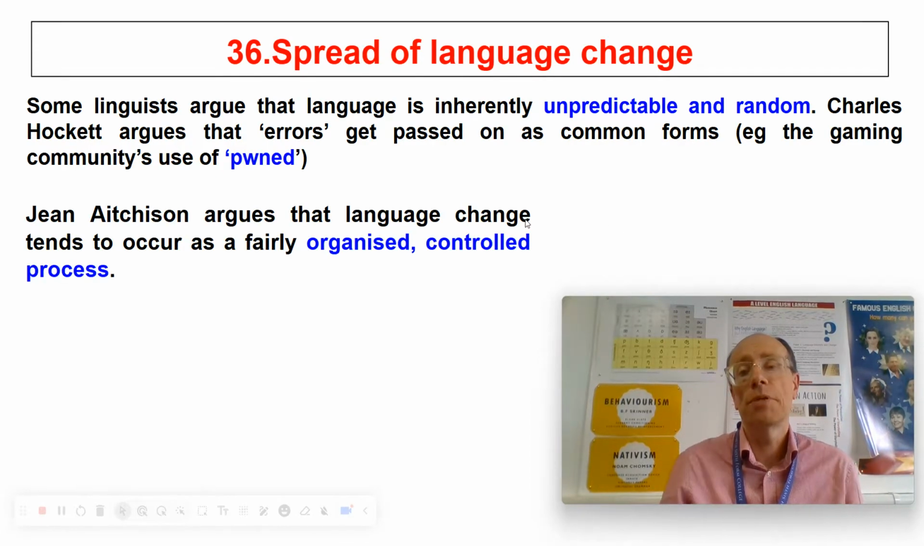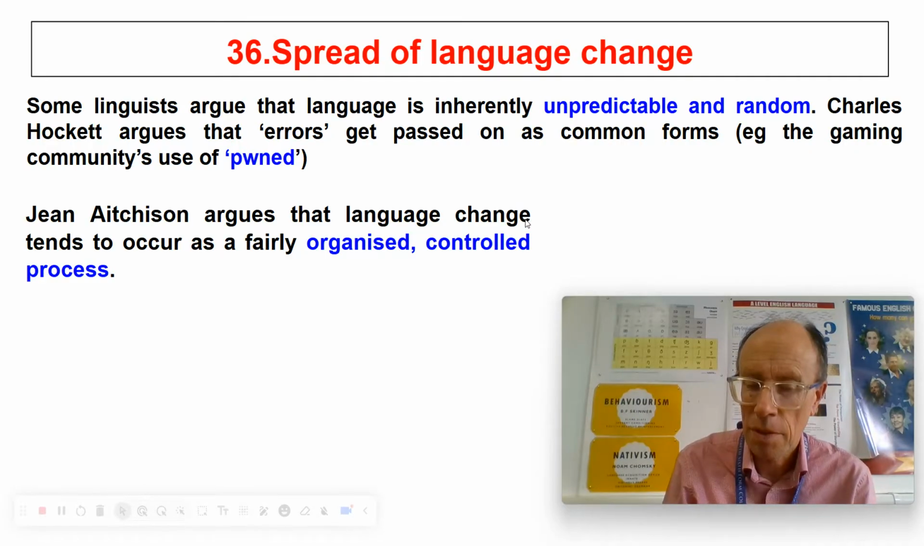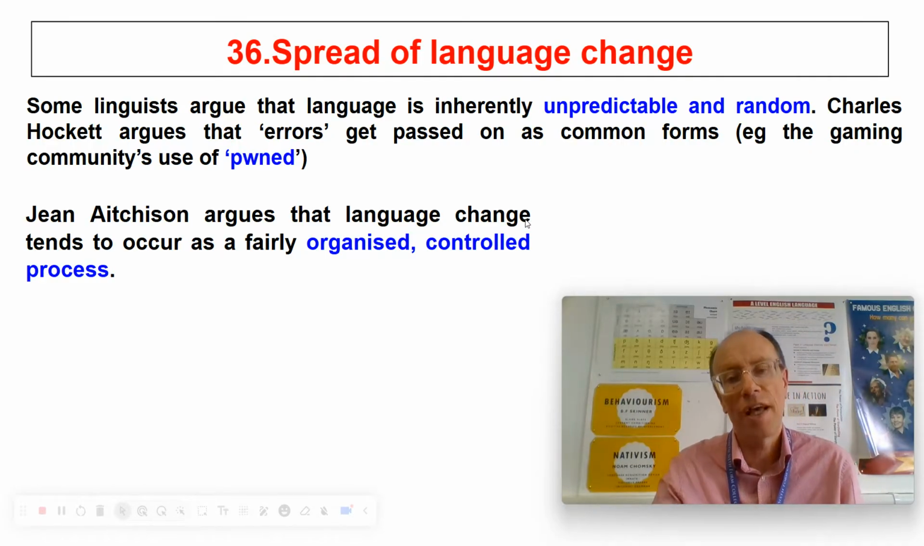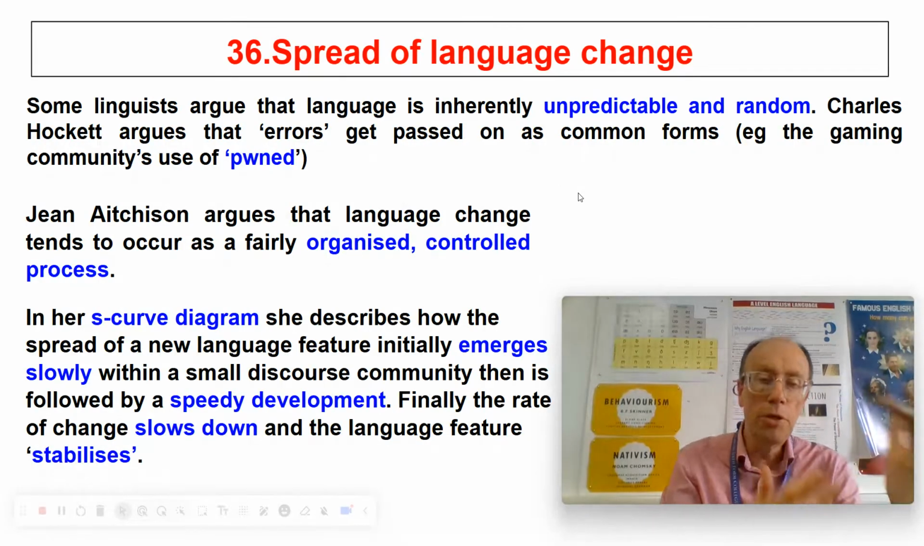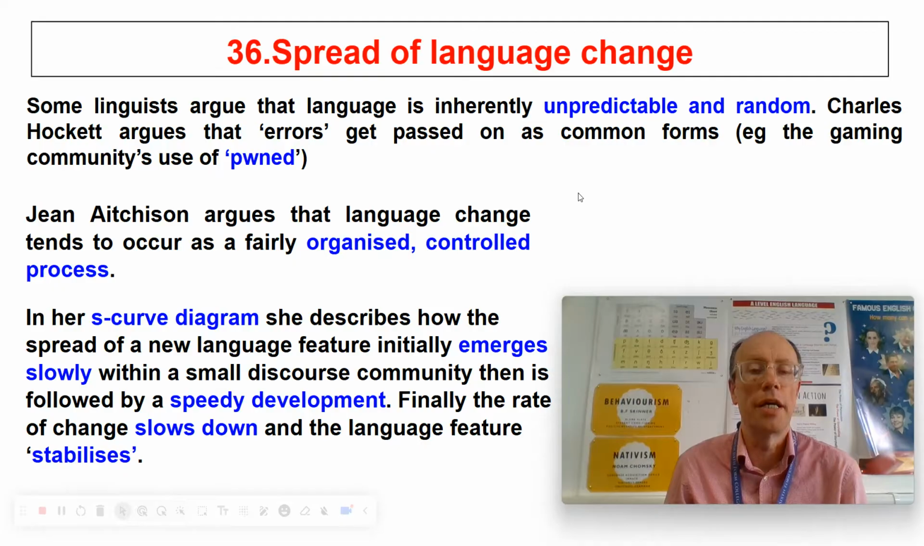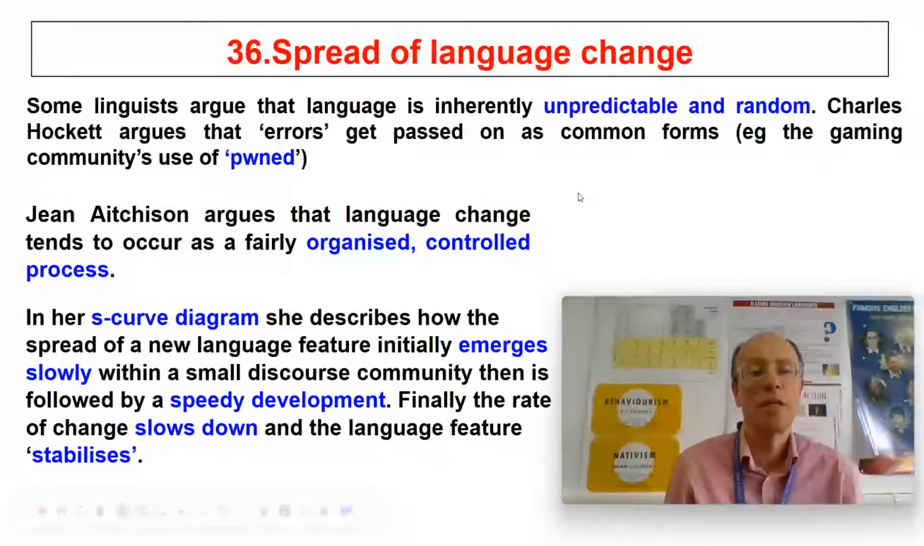Jean Aitchison completely disagrees with Charles Hockett. So Jean Aitchison argues that actually, when you look at language change, it's actually pretty systematic. Right, language changes in a fairly organised, kind of controlled way. And she has this beautiful S-curve diagram. It's not often in English we get the chance to talk about graphs, but there you are.